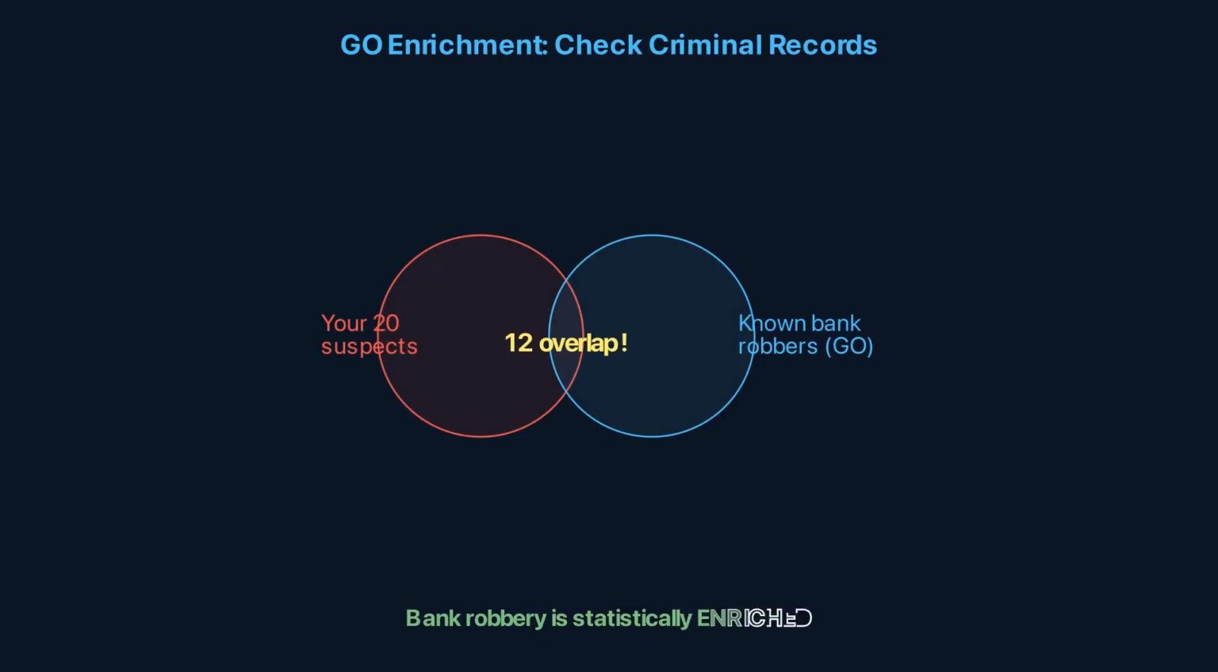Gene ontology, GO, enrichment is like checking criminal records. You take your list of suspects and cross-reference it against a database of known criminal specialties. If 12 out of 20 suspects have prior arrests for bank robbery, that's a statistically enriched category. The gang specializes in bank robbery.